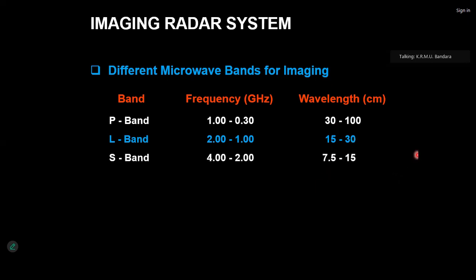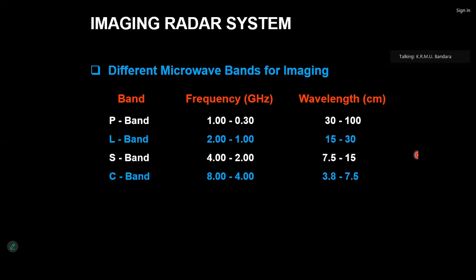Next is the S-band. Frequency is 2 gigahertz to 4 gigahertz. Wavelength is 15 to 7.5 or 7.5 to 15. You can call it either way. 30 to 100 is ascending order, 100 to 30 is descending order. 15 to 30 is ascending order, 30 to 15 is descending order. You can use any method, no problem. And this is the C-band, the most popular band used for imaging radar systems.